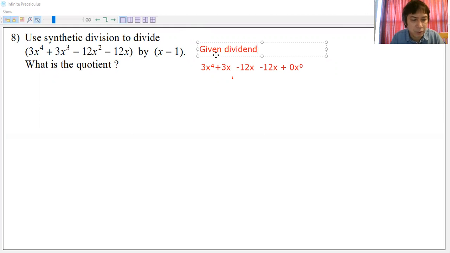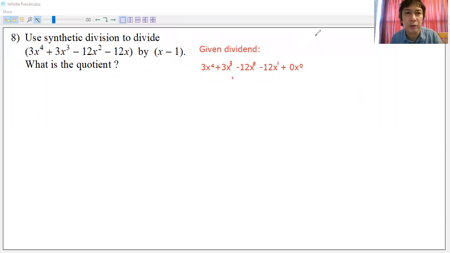Okay, and so this will be third. This is degree 3. There, this is degree 2. There, this is degree 1. All right, so this is our dividend. 4, 3, 2, 1. And if there's a missing number for degree 0, you provide a 0. That will complete your synthetic division solution.